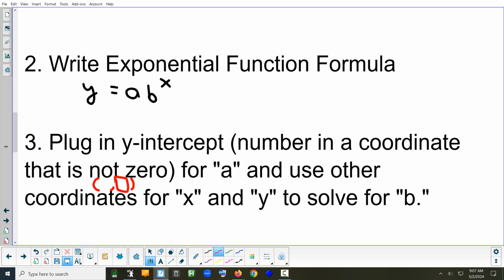Now when we have a table, usually we can just look at the table and see what we multiply by each time. Well, we don't have a table, so we can't do that. So we've got to do something a little different to find B. To find B, what's going to help us do it is the other coordinate.